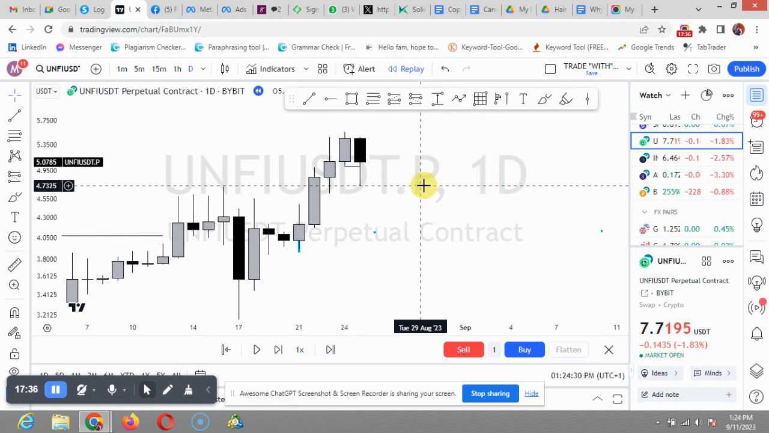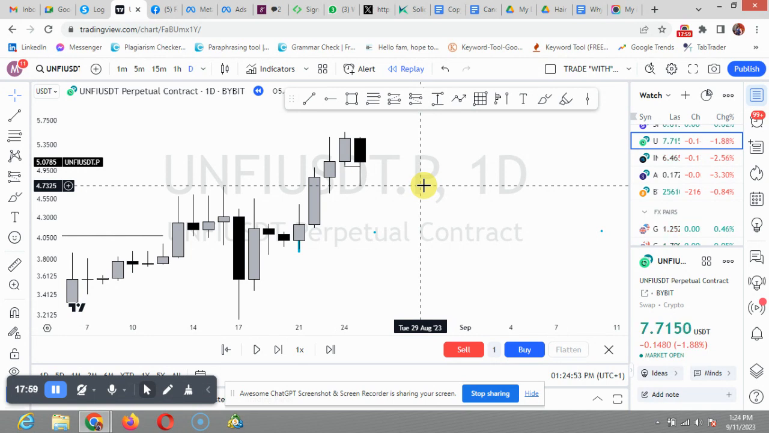A sweep of the low, not the high. Let me take that again. For a bullish move, I want to see a sweep of the low and not the high. Please pay attention to this statement. For every bullish move, I want to see a sweep of the low, not the high.